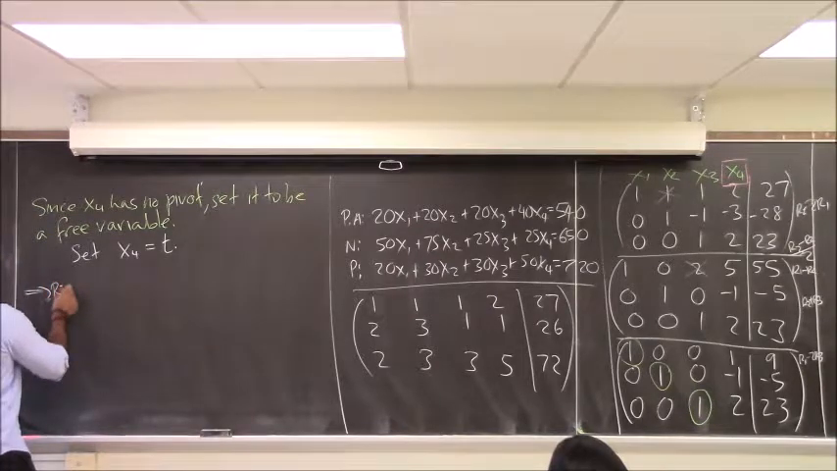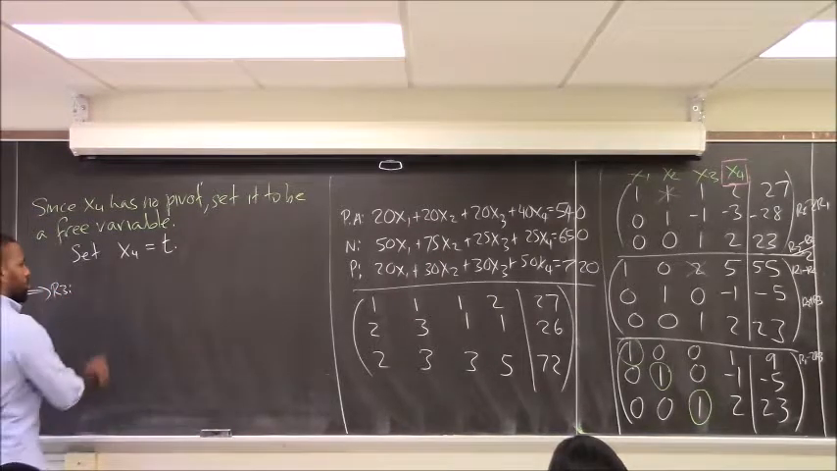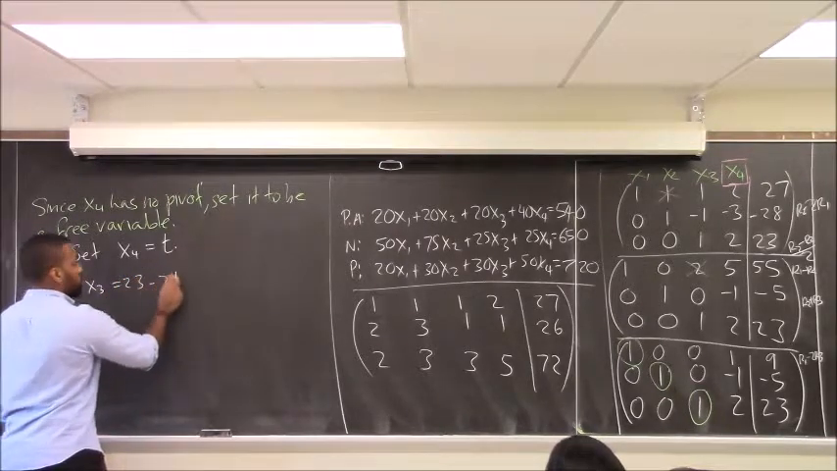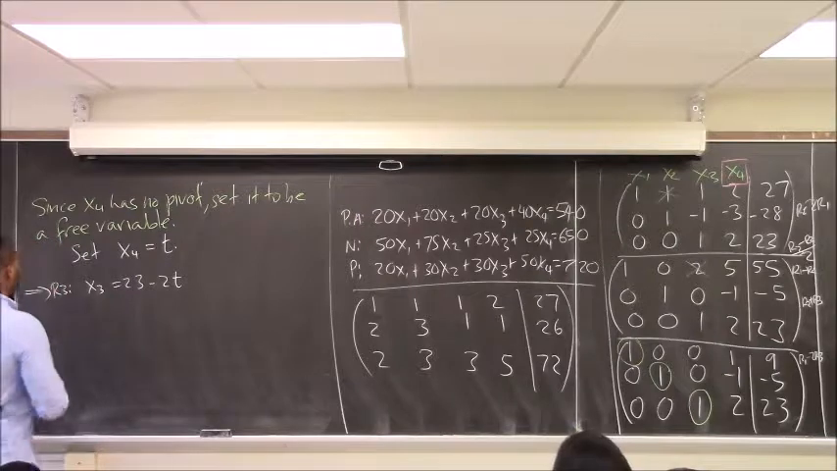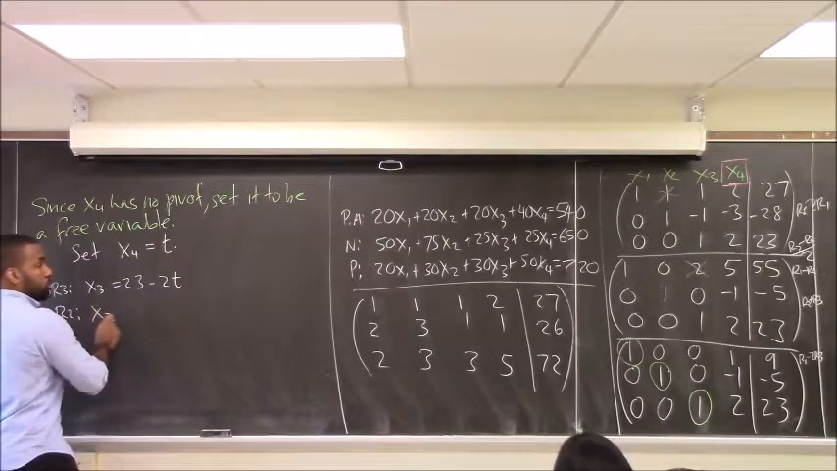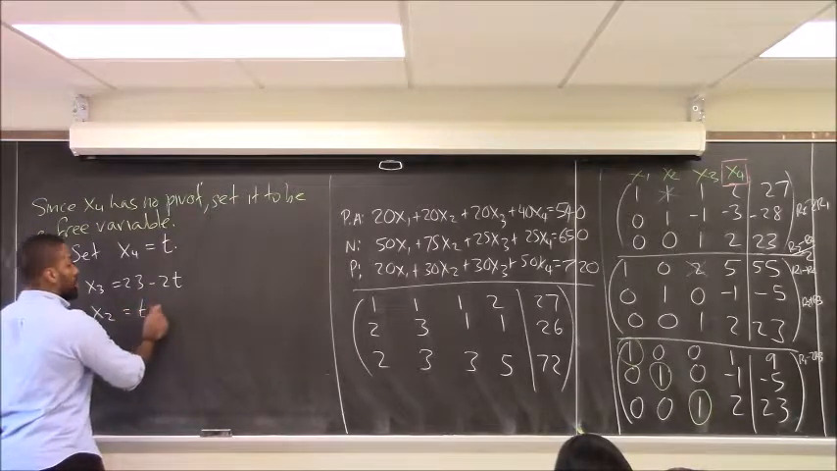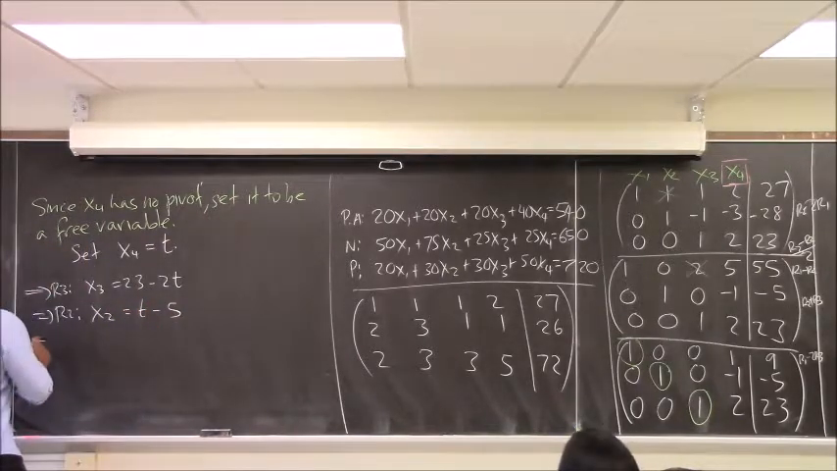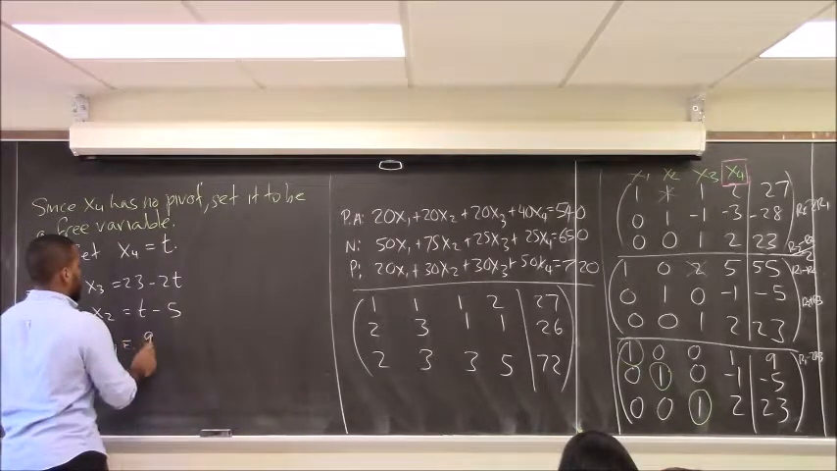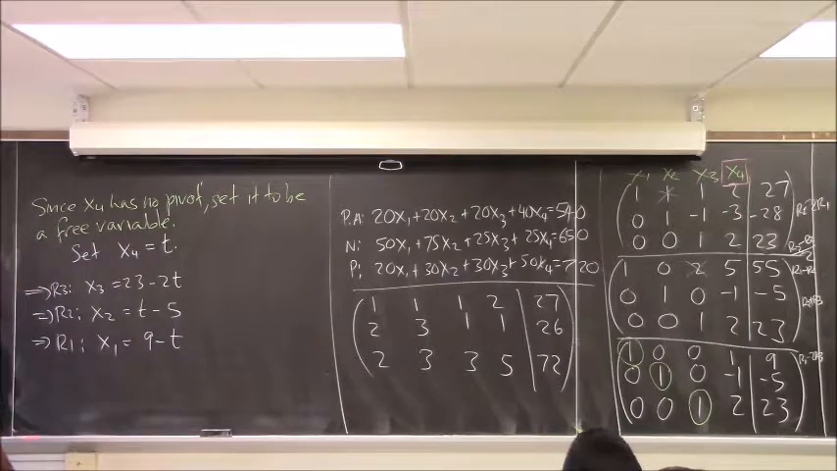So according to row 3, you would have x3 equals 23 minus 2t. And from row 2, we would have x2 equals t minus 5. From our row 1, we would have x1 equals 9 minus t. So that's our solution to the system, and we have one solution for every t value.